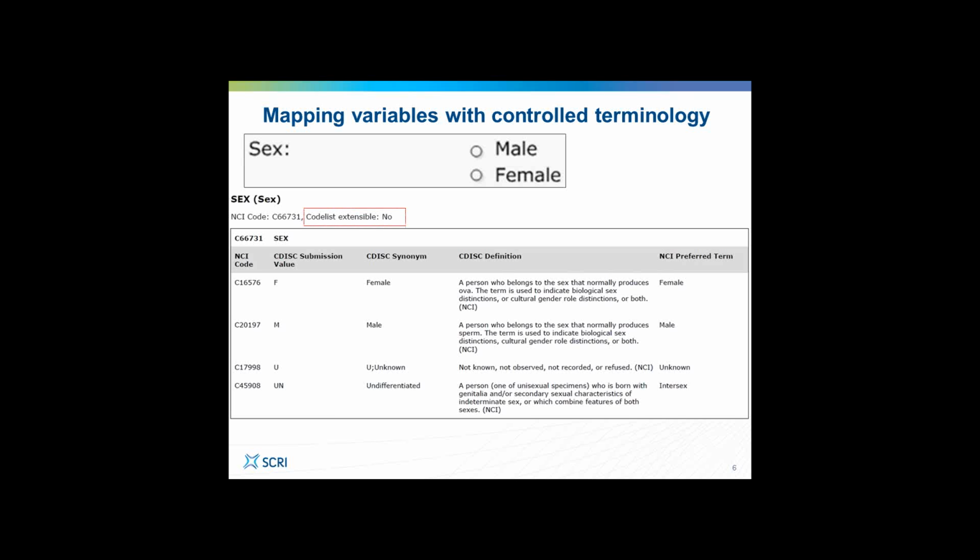In this case, it's no. So you can only use the submission values listed below: F for female, M for male, U for unknown, and UN for undifferentiated. You cannot add any more codes to that. If you add more codes, you will be out of compliance with SDTM. There are other code lists which are extensible. In that case, you can add your own additional values in there as well. So you have to really bear in mind which one you are dealing with when you look at the control terminology. And you can find the control terminology from this website here.